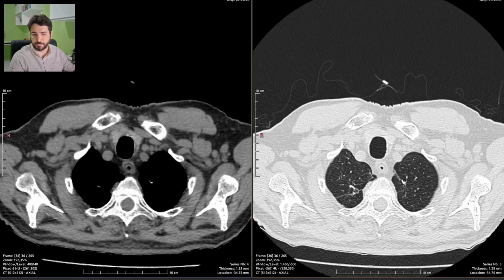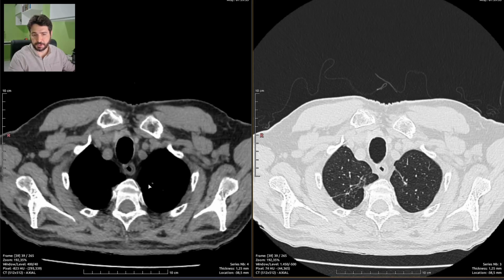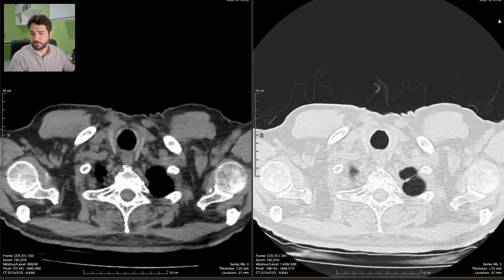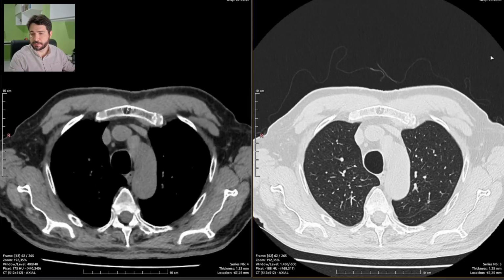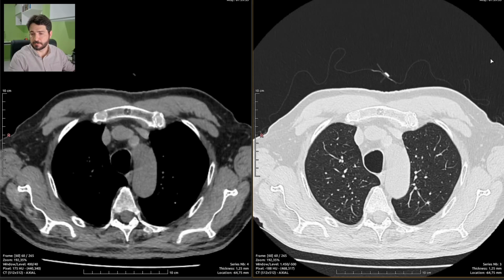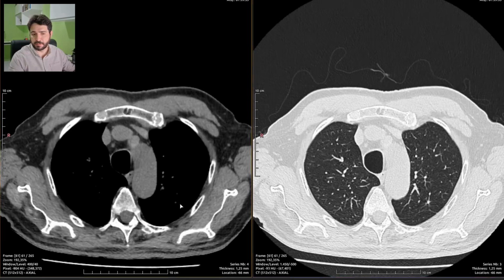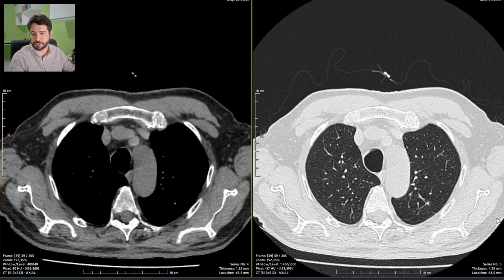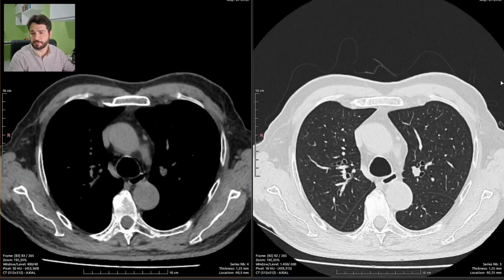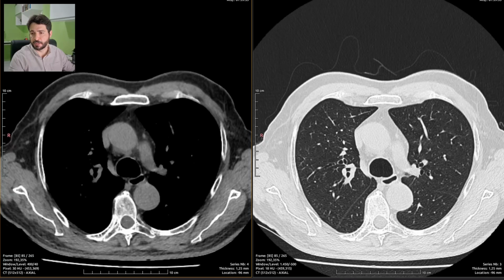We have some pulmonary bands and calcifications in both apex of the lungs. This is quite common. Also, another band with a tiny calcification right here on the apical posterior segment of the left superior lobe.